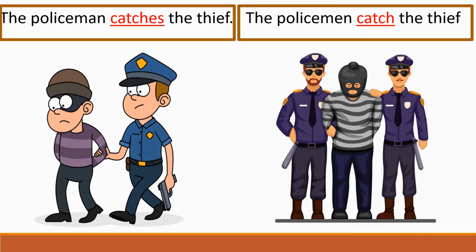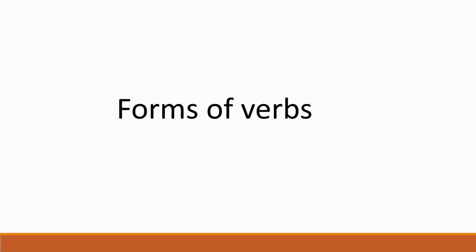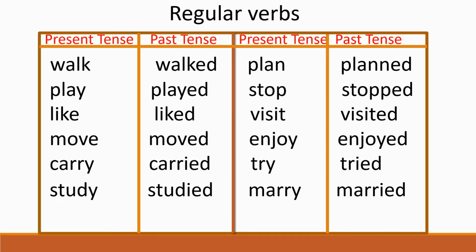And if the noun is plural, then we don't have to add anything to the verb. So, student, now see the forms of verb with the examples. So, let's begin. Now, student, let's see what regular verbs are. The first one is walk, and the past tense of walk is walked. So, present tense is walk and the past tense is walked.